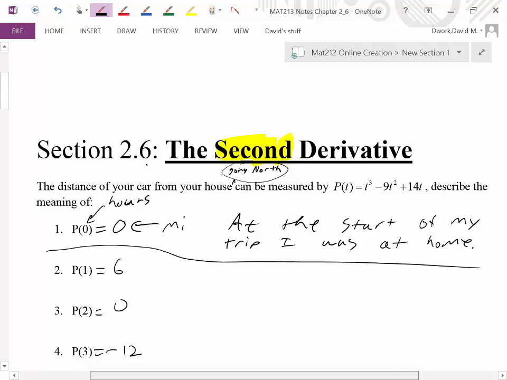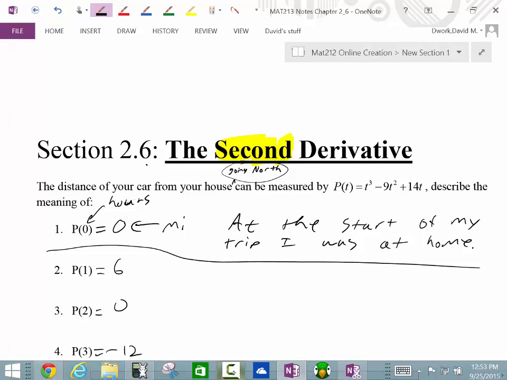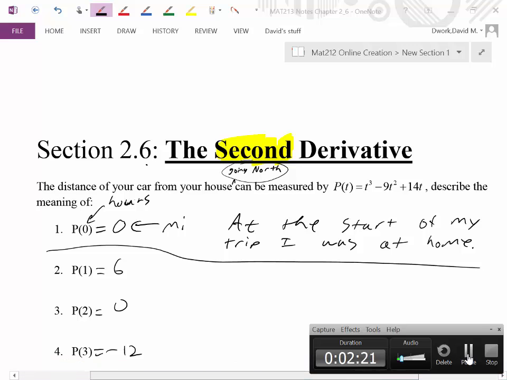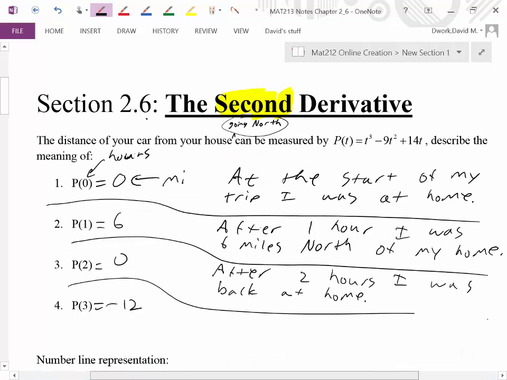All right, so for the next one, we should say something like, after 1 hour of driving, or at the 1 hour mark, I was 6 miles north of my home. So if you're getting this, you pretty much got what I want. So let me fill out the next. Okay, so I now have the next two. After 1 hour, I was 6 miles north of my home. Great. So the next one, with the input of 2 and the output of 0, what that's saying is after 2 hours, I was back home. I was 0 miles north of my home again, so back home.